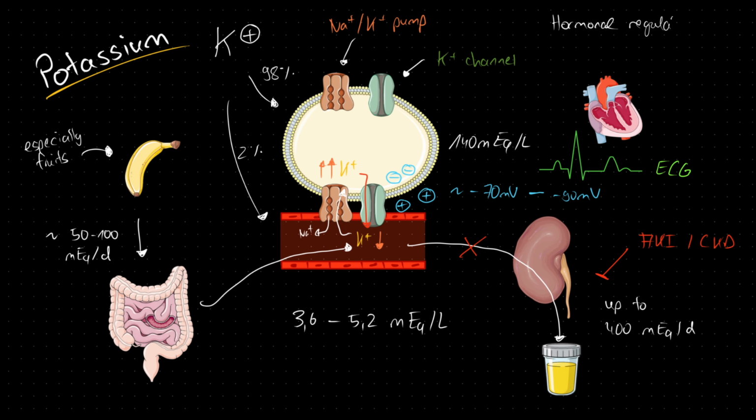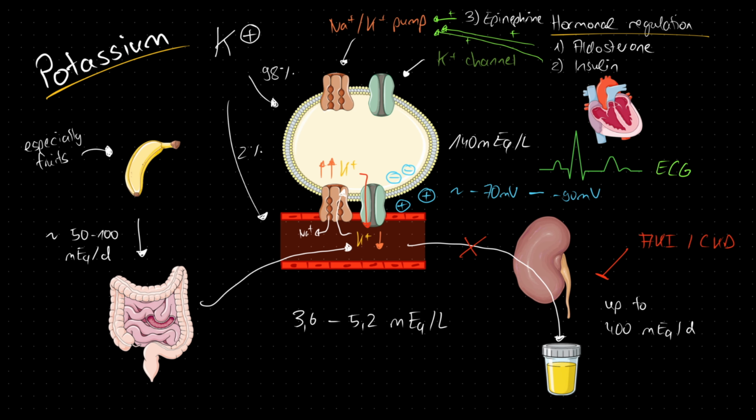How is potassium regulated? There are 3 main hormones you need to know: aldosterone, insulin and epinephrine. And all of them act on the sodium-potassium pump by increasing its function. So higher levels of aldosterone, insulin or epinephrine move potassium into the cells.